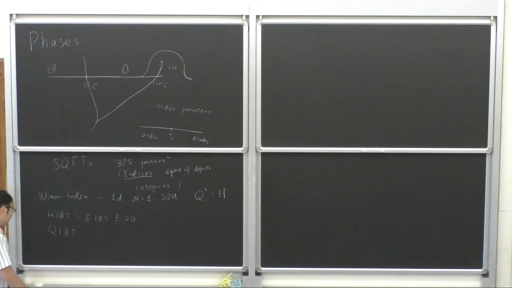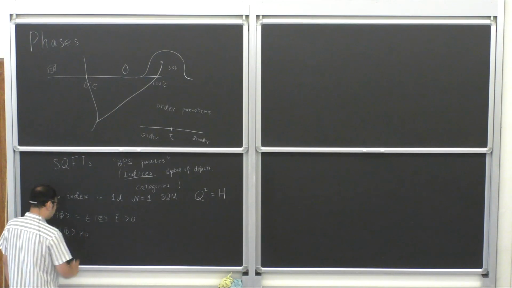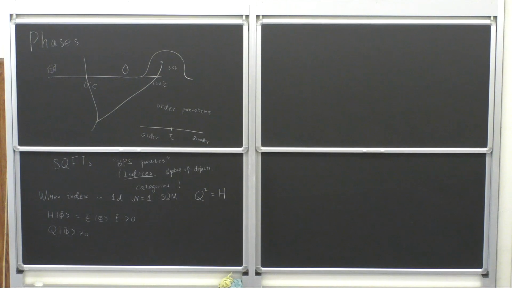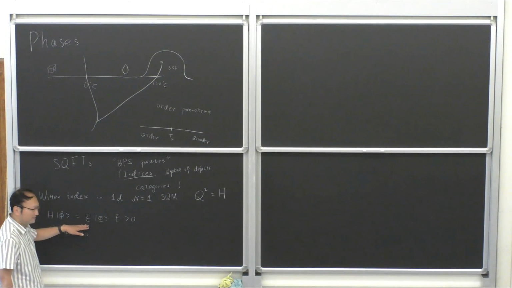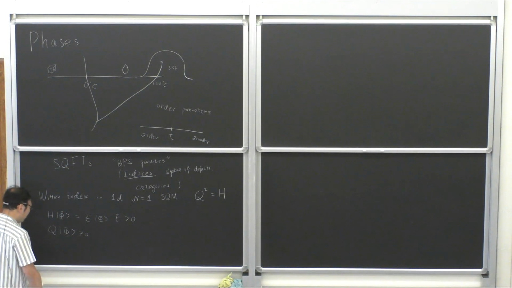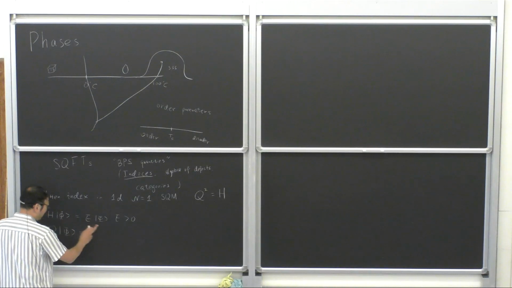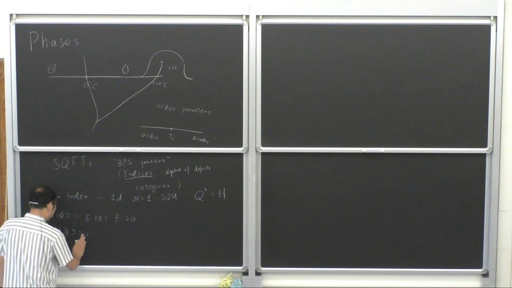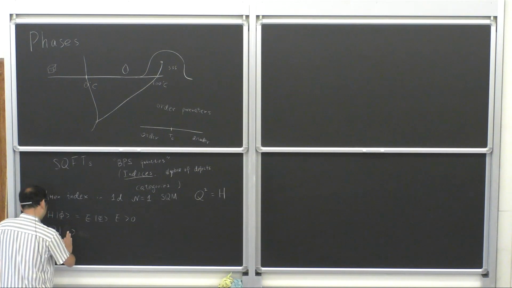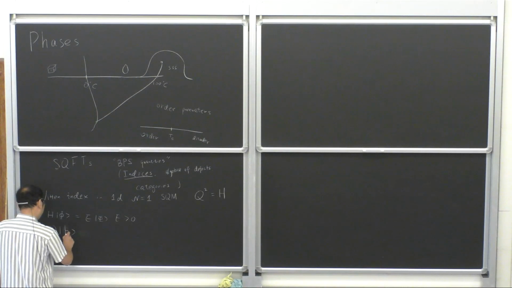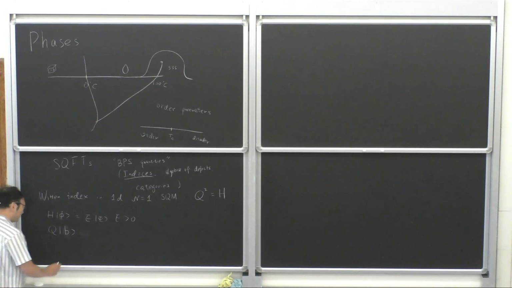that cannot be zero. It has to be some other state with exactly the same eigenvalue. Therefore, such states have to come in pairs. And I would denote one by B, because that's a bosonic state.